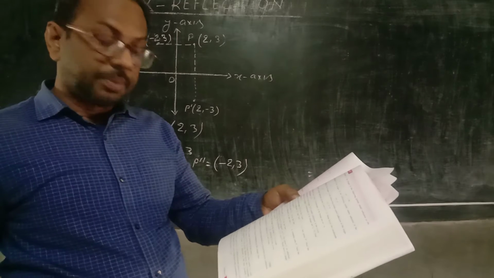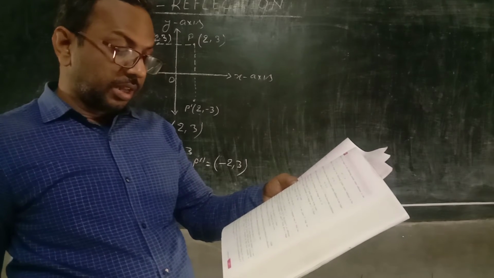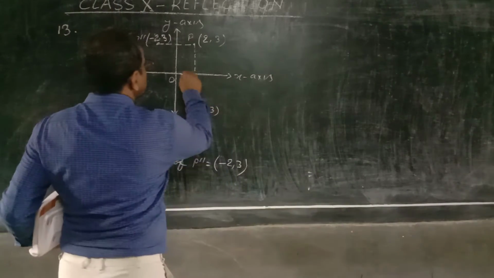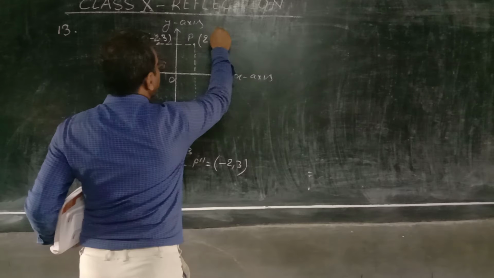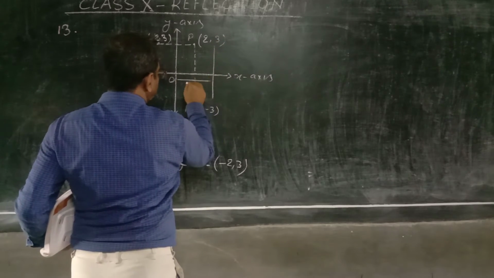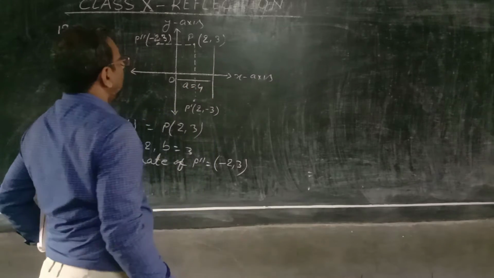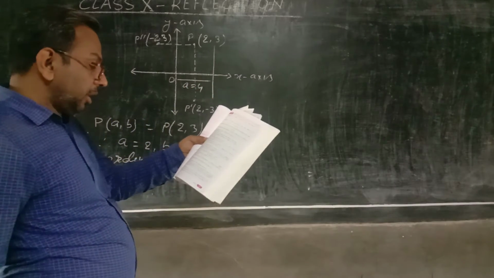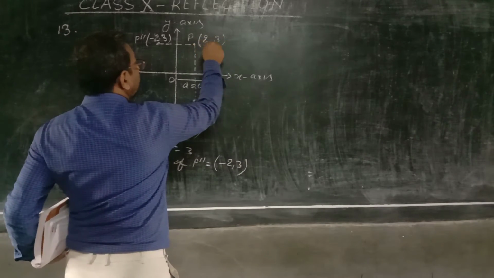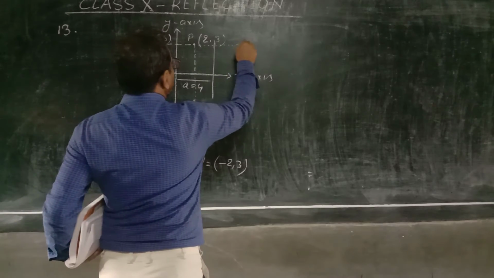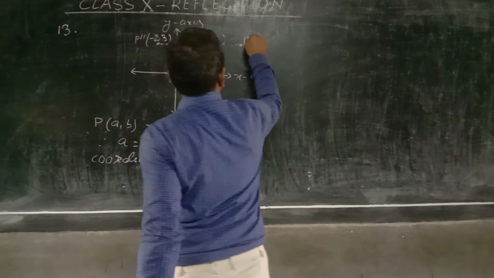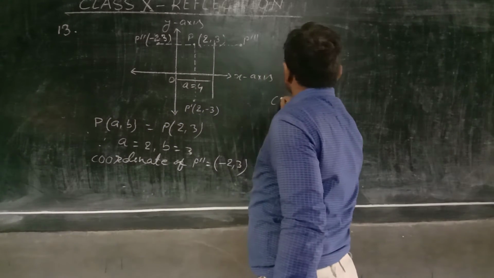Now the next question is: find the coordinates of P triple dash when P is reflected in the line parallel to the y-axis such that x equal to 4. Suppose this is 4, x equal to 4. So in this, one line is drawn. This is A. The distance of A became 4. And which point is reflected? Here P is reflected in this line. P will come here. So from the formula also we can find this P triple dash. Here is P triple dash.